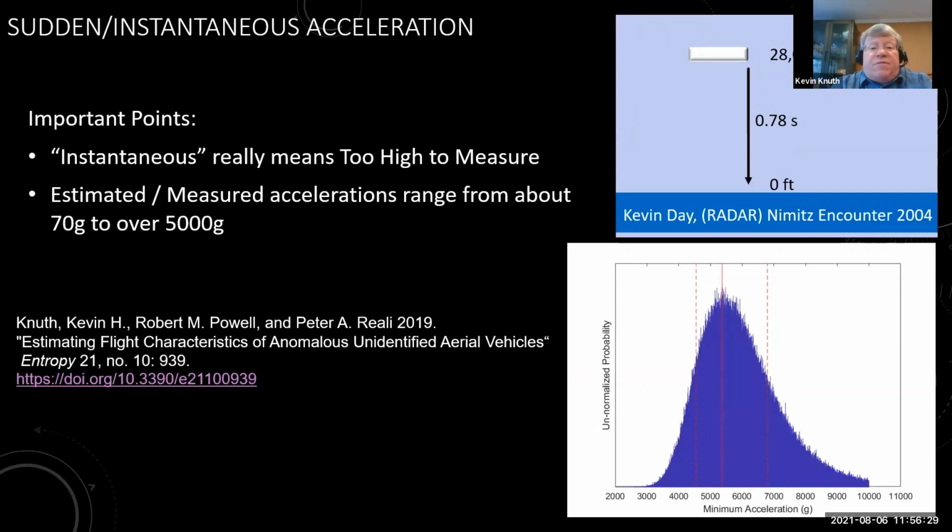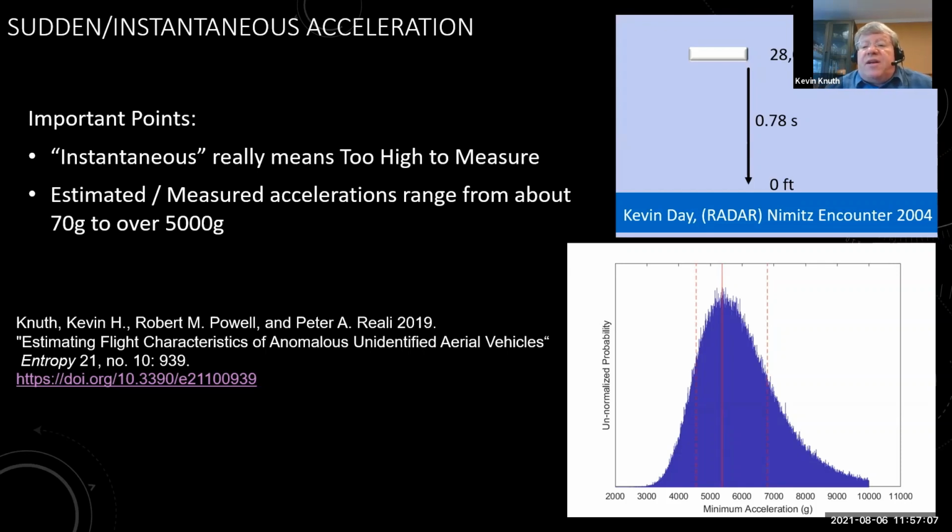So another one of the 5 observables is sudden or instantaneous acceleration. By instantaneous, what they mean is that it's too high to measure. So the ATIP program talks about accelerations that are too high to measure, and we've looked at several cases and published them in this peer-reviewed paper that's linked down below. And the accelerations we've estimated in those cases range from 70 G to over 5,000 G.